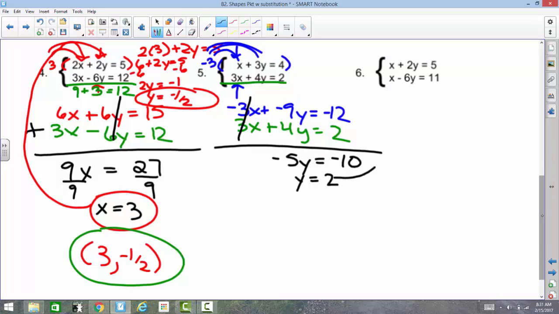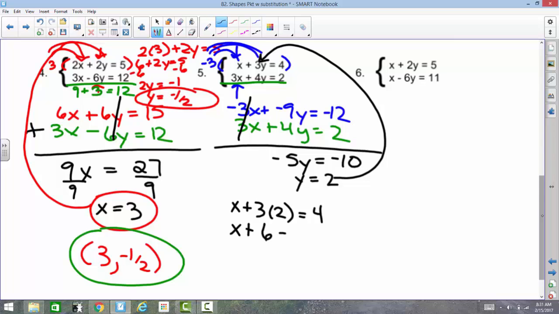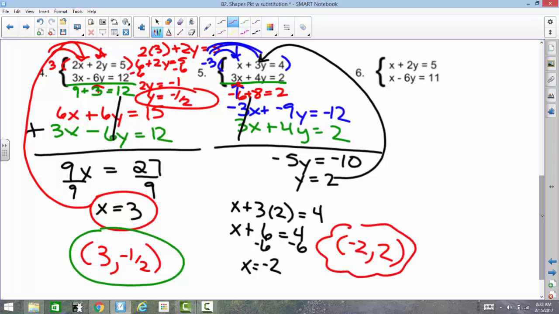Then you're going to plug that back into the initial equation. x plus 3 times 2 equals 4. x plus 6 equals 4. Subtract 6. So x equals negative 2. So the ordered pair solution looks like it's negative 2, 2. You can check with the bottom equation. 3 times negative 2 is negative 6. 4 times 2 is 8. Is negative 6 plus 8 2? Yep. So you know you're right.